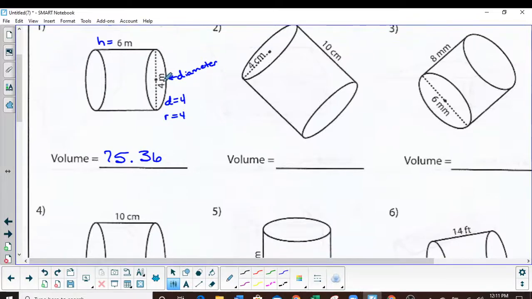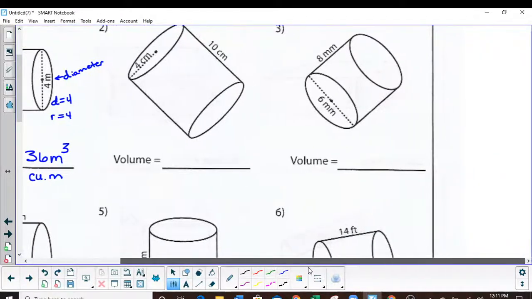75.36. What's the dimension? Meters. And remember, volume is cubed. So you could have written down here cubic meters if you didn't want to write meters cubed. Okay? And on this one, I've got you going through and doing the odd numbers too.